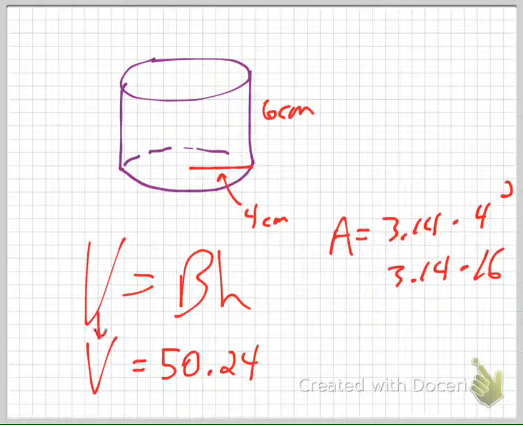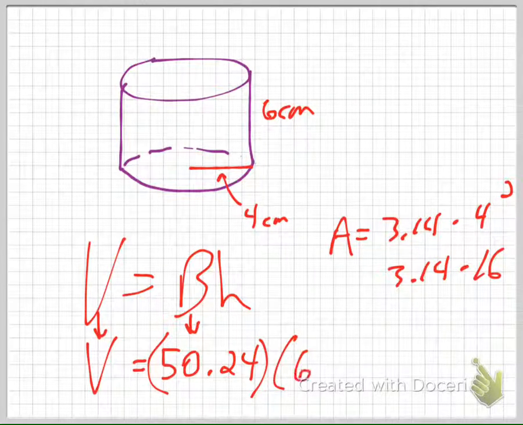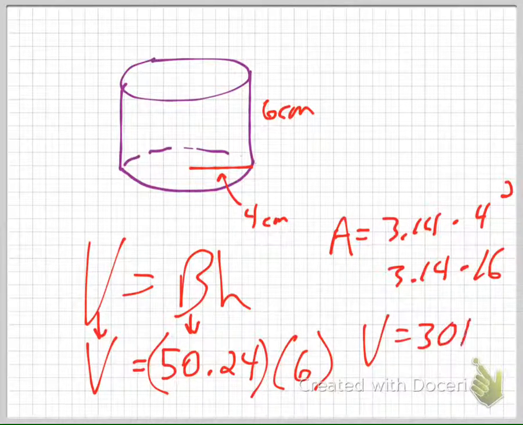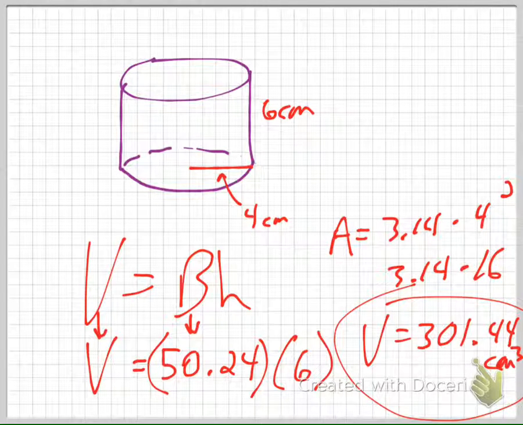Notice I'm just bringing the V down. I'm bringing the B down instead of a B. It's 50.24. What's the height? 6. What's 50.24 times 6? 301.44. 301.44 centimeters cubed. Right? You have to find the area of the base. Find the area of the base. That's what big B means. And then you multiply it by the height. Is that difficult? No. Just like this. It's no different.